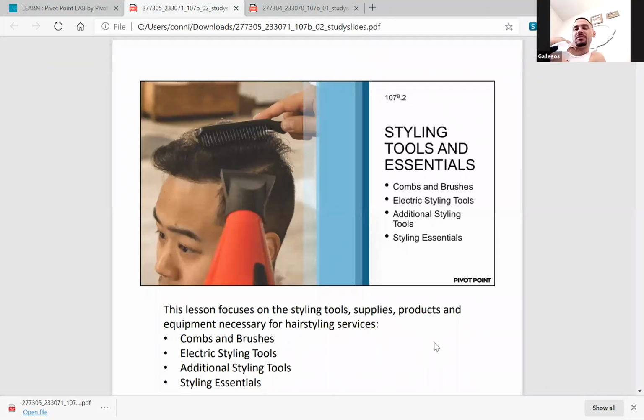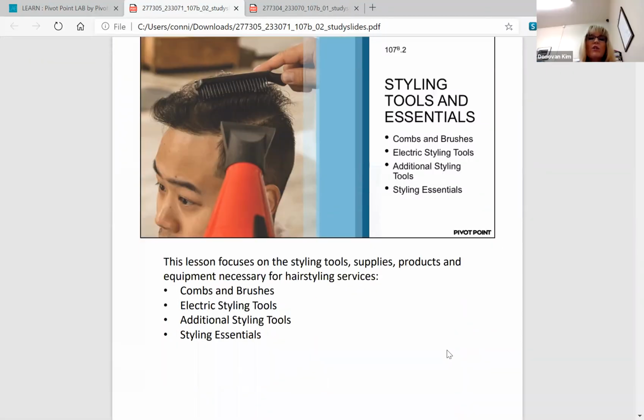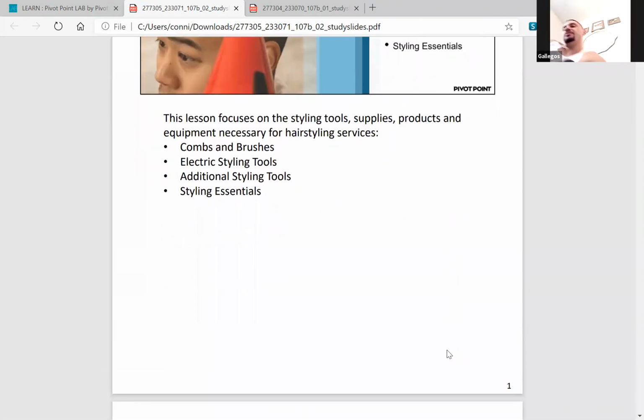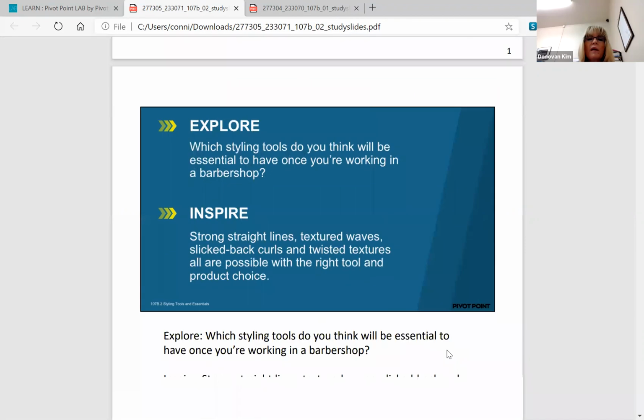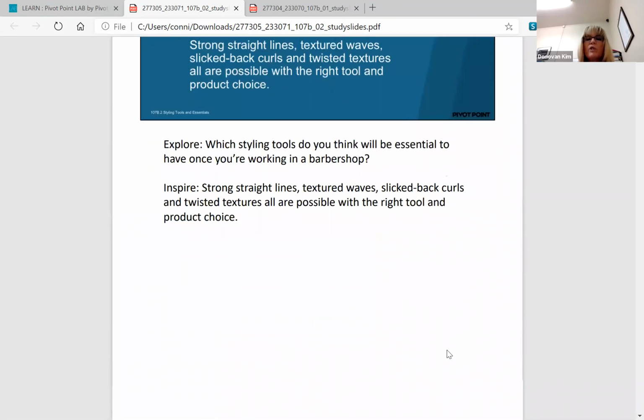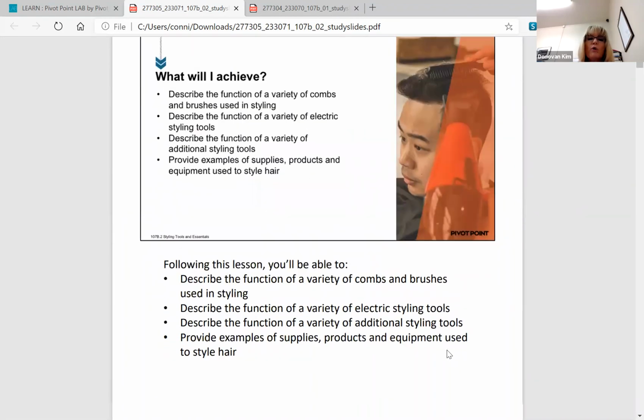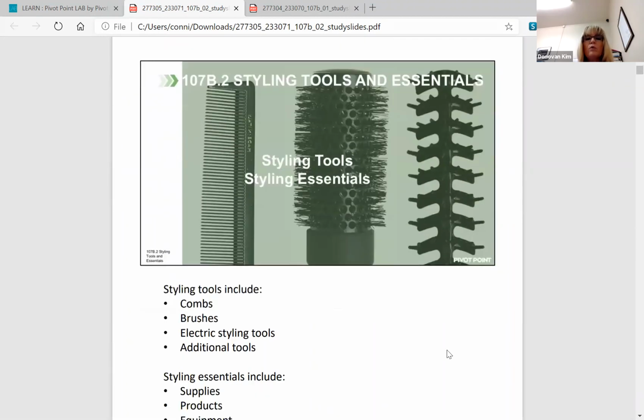Yeah, well, everyone has their favorite tools. So we have lots of stuff that we can use, right? Depending on what you're trying to do too, or how you're wearing your hair, you may have more than one favorite tool to help you achieve that style.